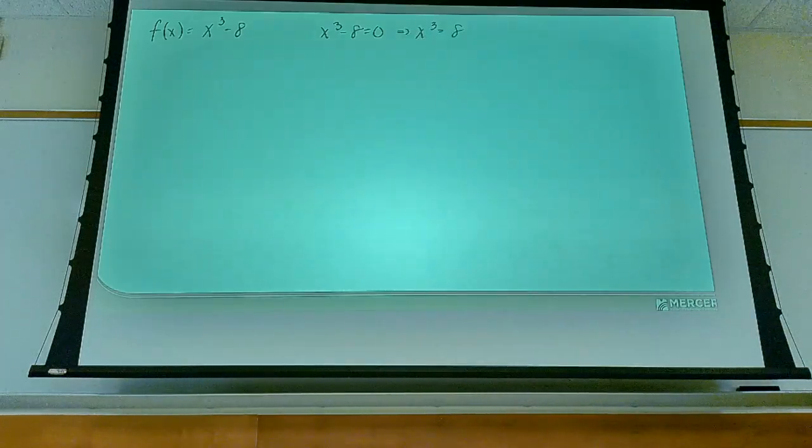It's cubic, right? That means it's degree 3. You have 3 zeros total. It means the other two have to be complex. Now here's the good news. x cubed minus 8 is a difference of cubes, which can be factored. That is a special factor formula. That's how we factor: x minus 2 times x squared plus 2x plus 4.